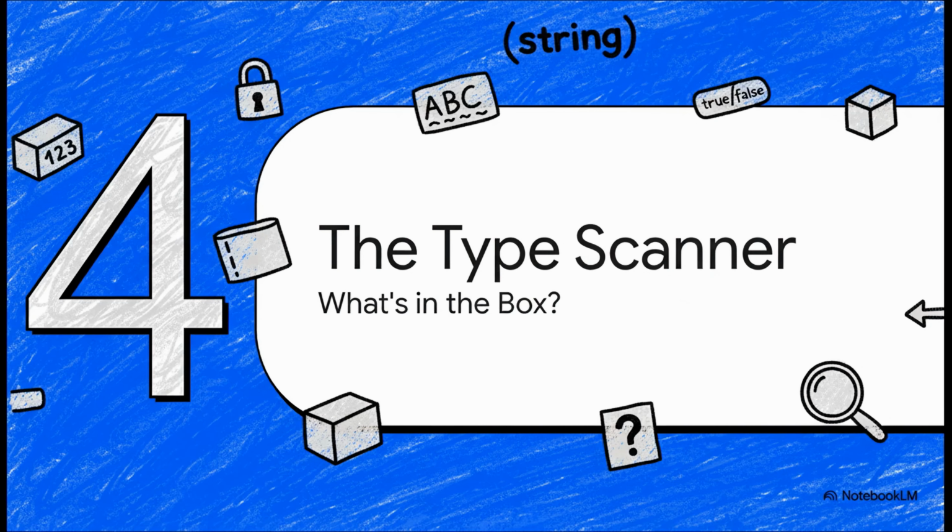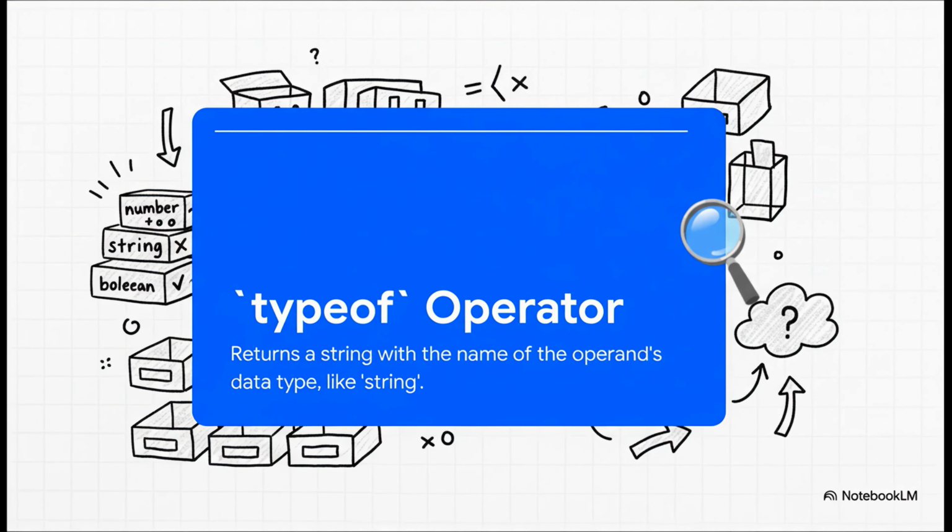So you're exploring your code, and you find a variable, a container. How do you actually know what's inside? You need some kind of scanner, a tool to check the data type, right? Well, JavaScript gives us exactly that. It's called the typeof operator. It's a super simple tool that you just point at any variable and it gives you back a string telling you exactly what kind of data you're working with. It's incredibly handy, especially when you're trying to figure out why something's not working.